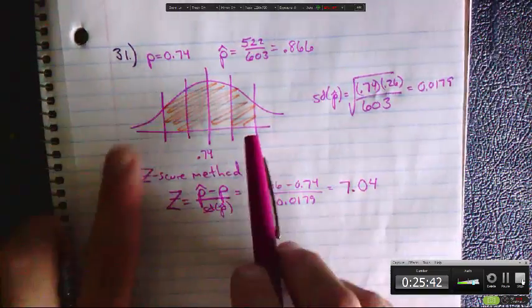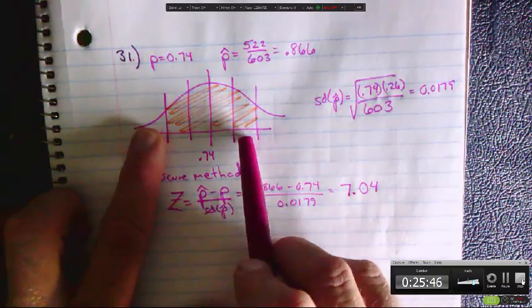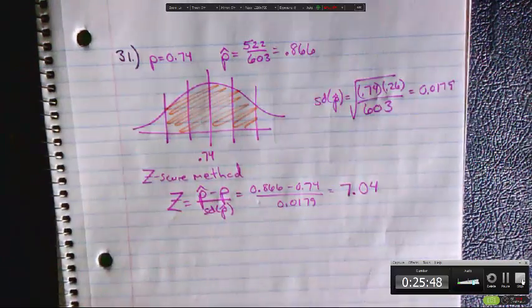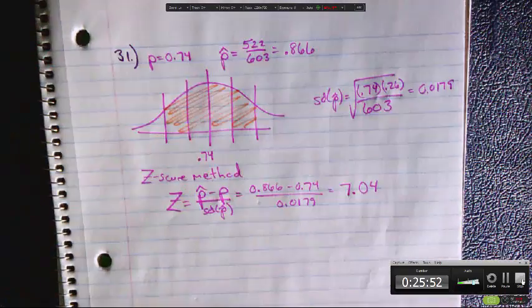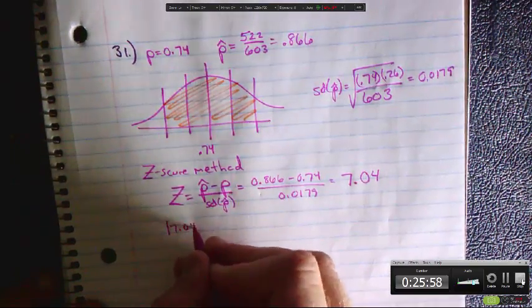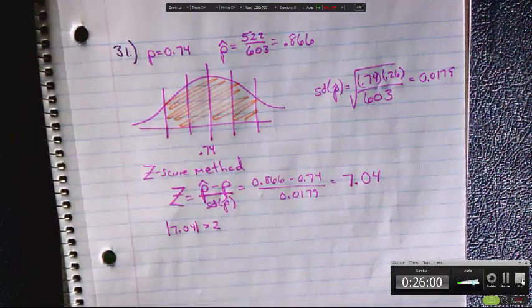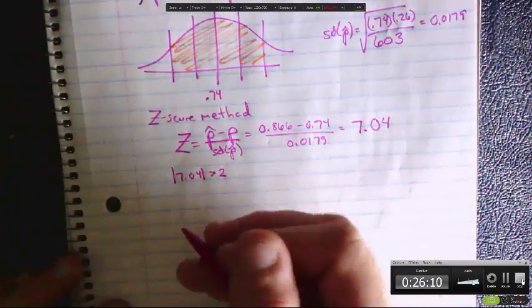Now, our 95% confidence interval only goes up to 2 and down to -2. Is 7 within that? No, it's extremely far out there. So, do they have the right to brag? Yes. The absolute value of 7.04 is greater than 2. That means that 95% of the time, if you have a sample of 603 students, you should be between A and B. They're definitely outside of that interval because their z-score is a lot higher than 2. Therefore, yes, they have the right to brag.